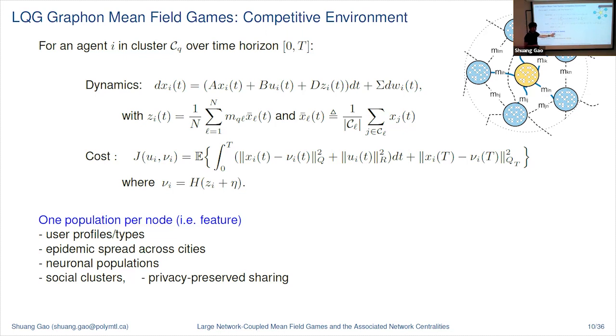In fact, the notion of node could be features. When you think about it, these could be users with similar usage profiles, similar behaviors, and similar types. When you think about an epidemic model spreading across cities, each node will be a city. When you think about neuronal dynamics, each node could be a bunch of neurons that work simultaneously together, or share the same properties. And in a social system, when you think about community structures, a node would be one community.